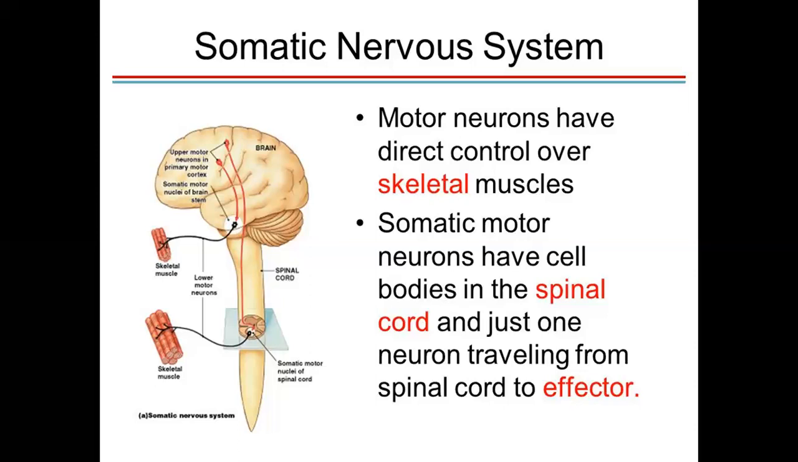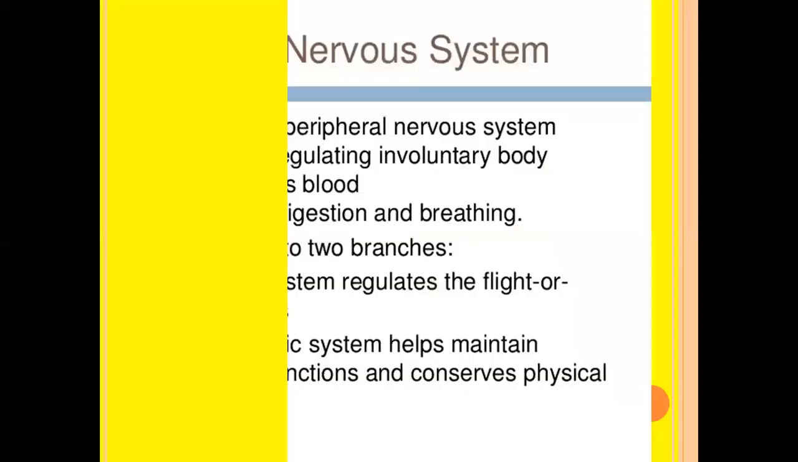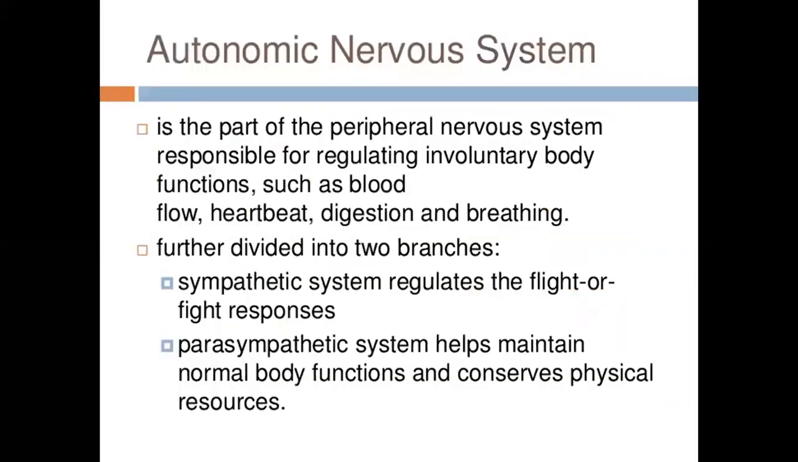Now, what about the autonomic nervous system? The autonomic nervous system is part of the peripheral nervous system, and all involuntary actions are controlled by the autonomic nervous system. For example, blood flow, heartbeat, digestion, and breathing. And the autonomic nervous system is further divided into the sympathetic nervous system and the parasympathetic nervous system.